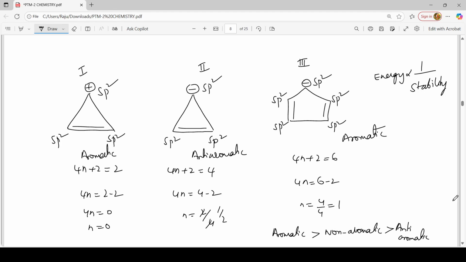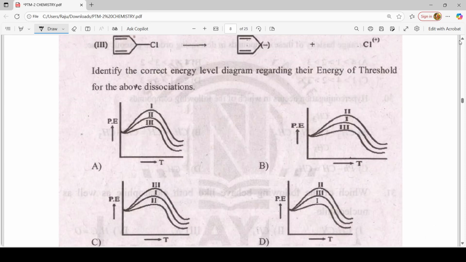Students, you just come to the graph given in the question. If you observe the second option, the third has less energy, and the second, which is aromatic, has more energy. So here it is very clear. The third one has more stability, and if it has more stability, definitely it has very less energy, then the first, then the second. So it is inversely proportional to energy. The anti-aromatic compound has more energy.